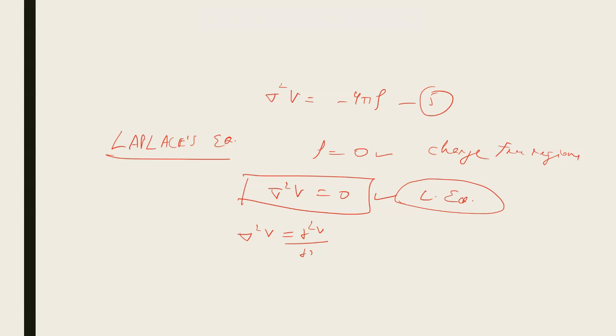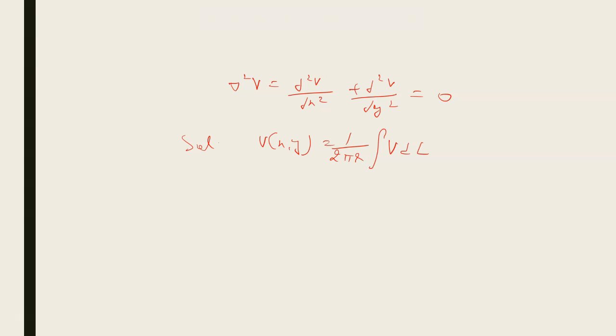Now Laplace equation in one dimensional form is given by del square V equals d square V by dx square equals 0, and its solution is V is equal to mx plus a. It's a straight line. In two-dimensional form, it is given by del square V equals d square V by dx square plus d square V by dy square equals 0, and its solution is V at xy equals 1 by 2 pi r integral of V dl. This is basically a circle, where r is the radius of the circle about a point xy.